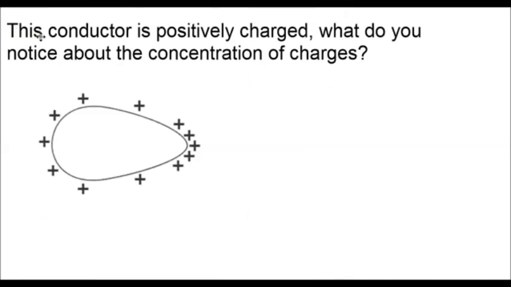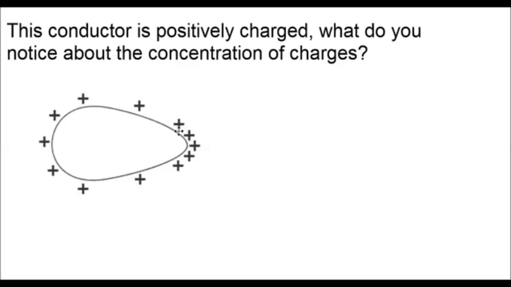Okay, so this conductor is oddly shaped and is positively charged, so electrons have been removed from it. And so what do you notice about the concentration of charges? You'll notice that it concentrates towards the peaks, where the radius of curvature is the smallest.